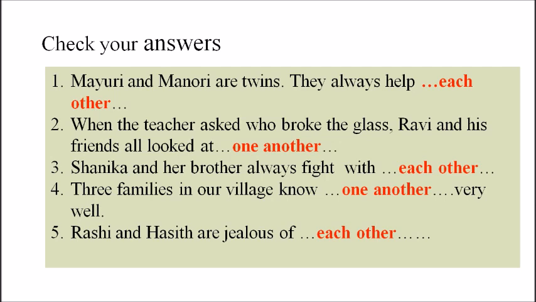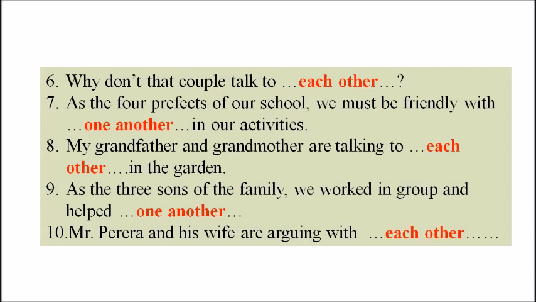Number 4. 3 families in our village know one another very well. Number 5. Rashi and Hasib are jealous of each other. Number 6. Why don't that couple talk to each other?